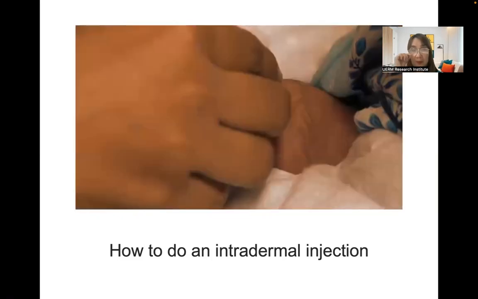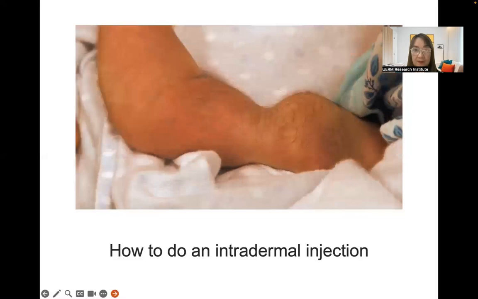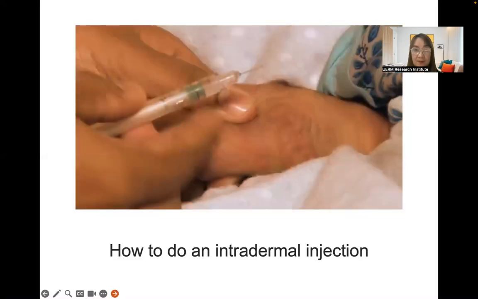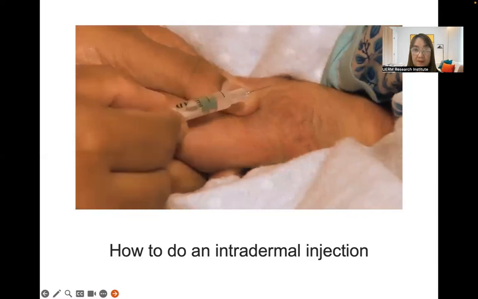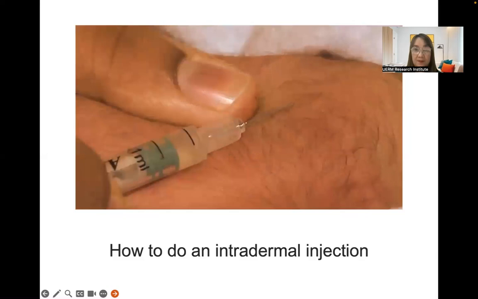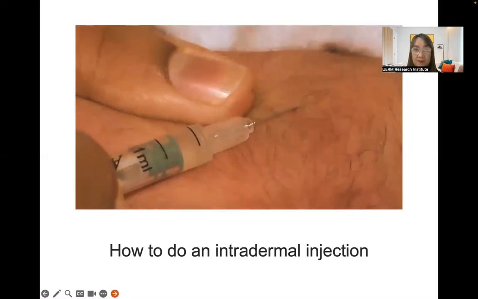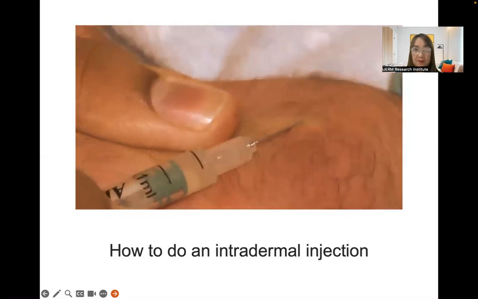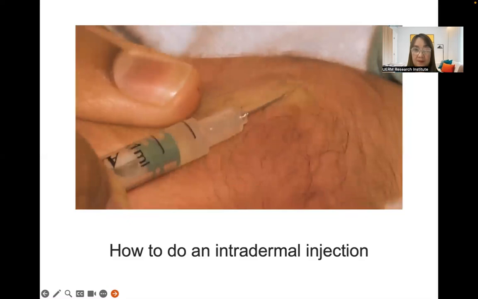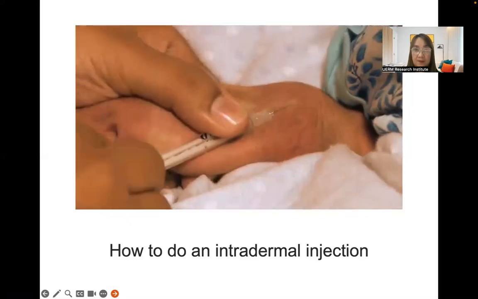Clean the site with clean water. Stretch the skin and hold it firmly. Lay the needle and syringe almost flat along the baby's arm with the opening in the needle facing up. Insert the tip into the skin. Advance it just past the opening of the needle. Gently point the needle upward without re-piercing the skin.